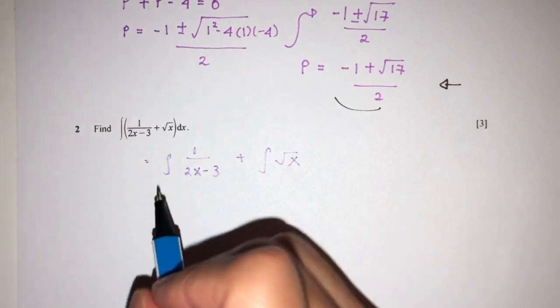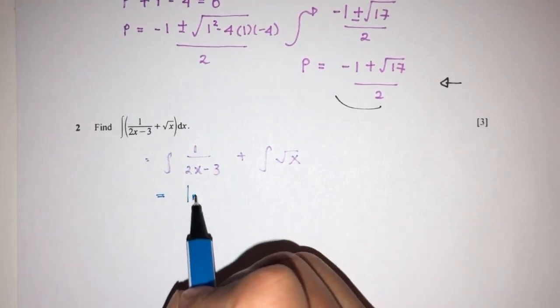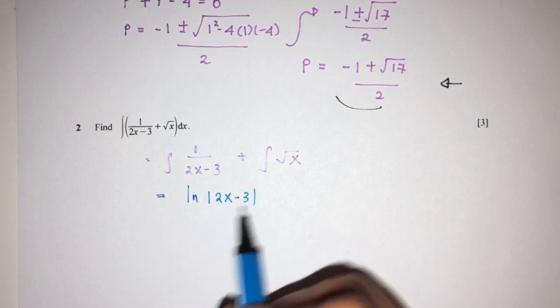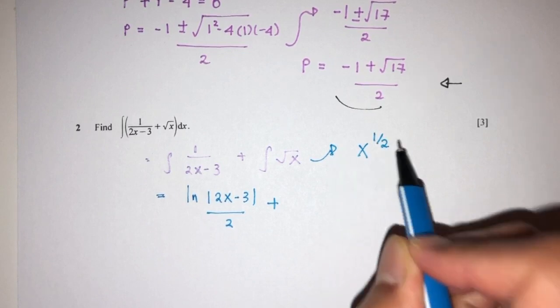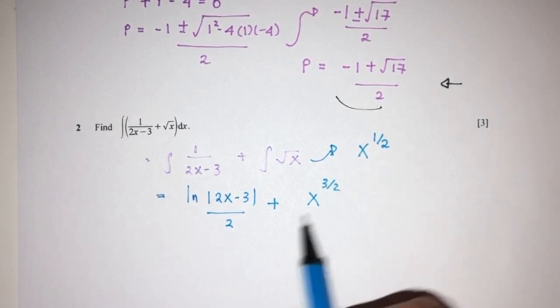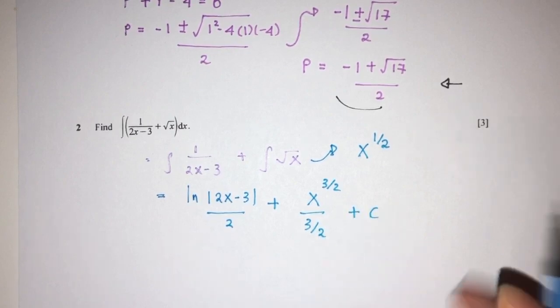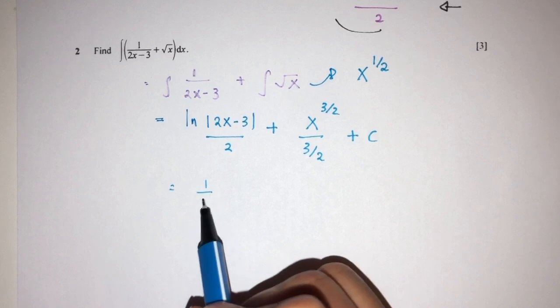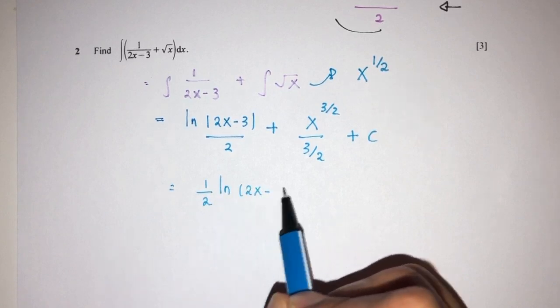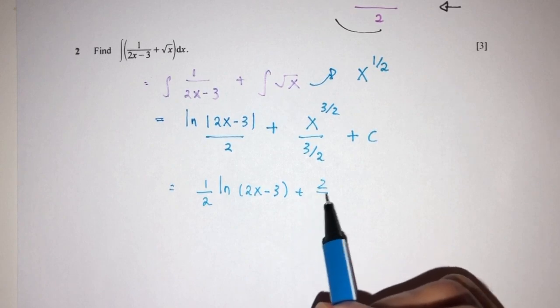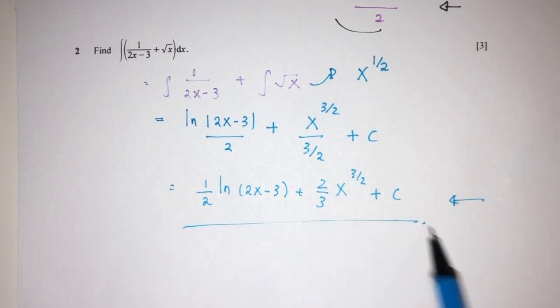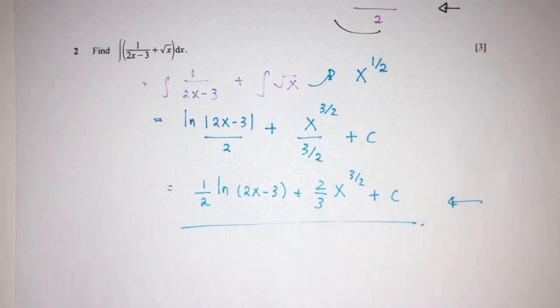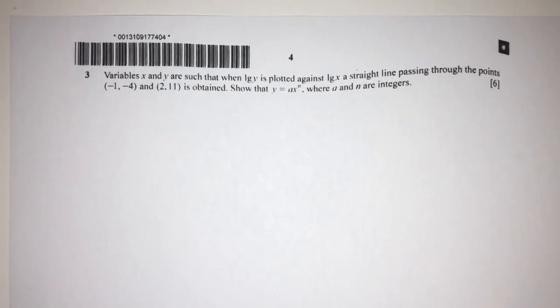Now simplify, you will have what? You will have ln of 2x minus 3 over 2, and this also we know can be written as a power of half, so we have to add 1 and divide by the new power, plus c. Now simplify, you should get what? That will be half ln of 2x minus 3, and here you have 2 over 3 times x to the power 3 over 2, plus c. So question number 1, we have seen this already, I think, from the previous question, so no big deal. Now let's move on to question number 3. I think we have done this one as well.